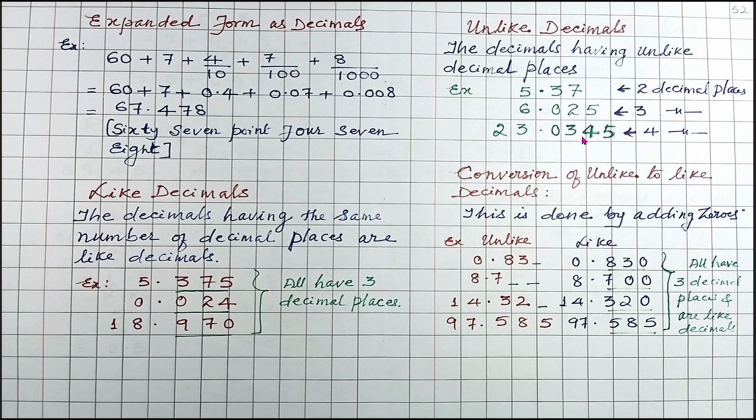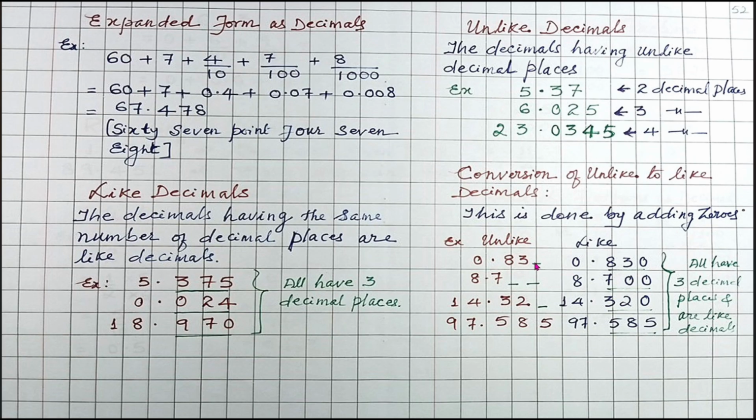Now if you observe here, 5.37 has 2 decimal places, 6.025 has 3 decimal places, and 23.0345 has 4 decimal places. So the decimal places are different, therefore they are unlike decimals. Decimals having unlike decimal places are called unlike decimals. Now, conversion of unlike to like decimals.